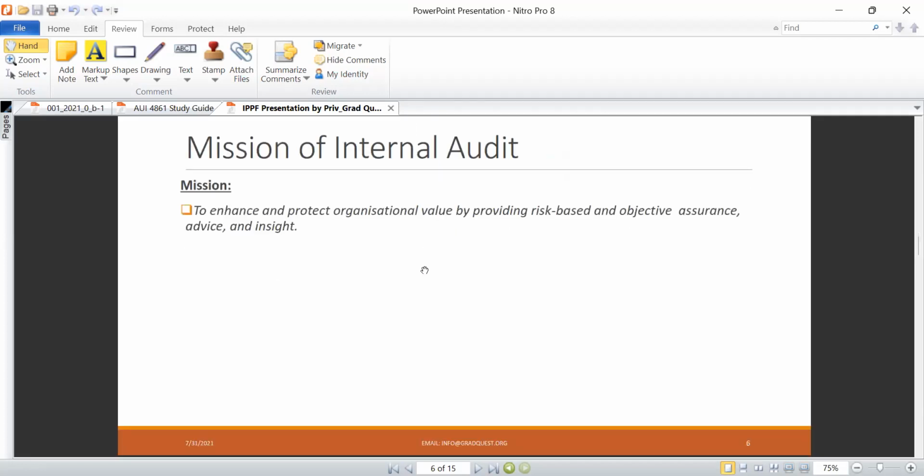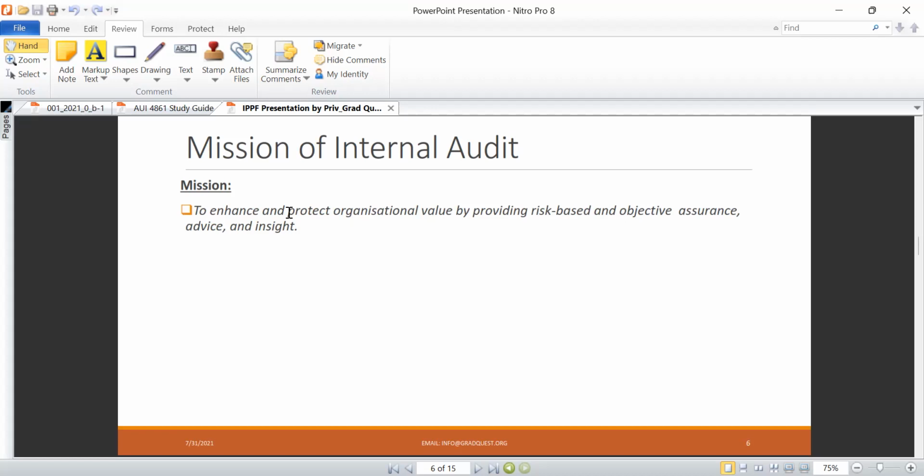Then now let's look at the mission of internal auditing. What exactly is the mission of internal auditing? What do they intend to achieve? All right. So the mission of internal auditing is to enhance and to protect organizational value by providing risk-based and objective assurance, advice, and insight. Now, this mission statement is not the same thing as the definition of internal auditing, because you're going to see some of these familiar words when you go through the definition of internal auditing. But this mission statement is something separate from the definition of internal auditing.